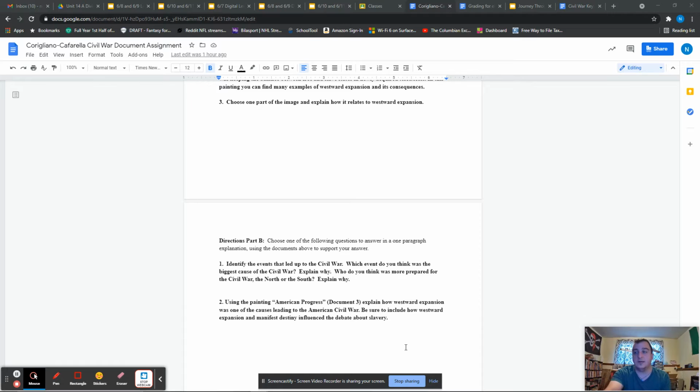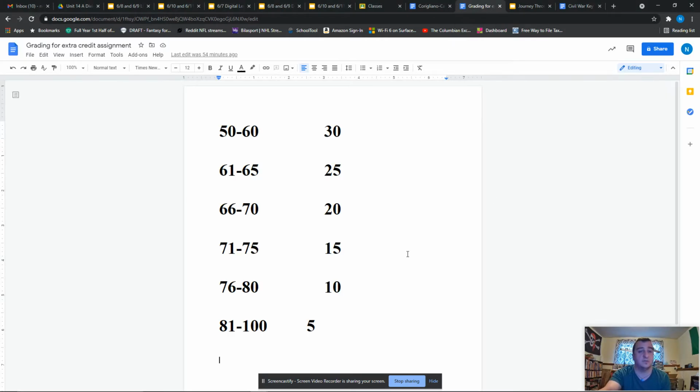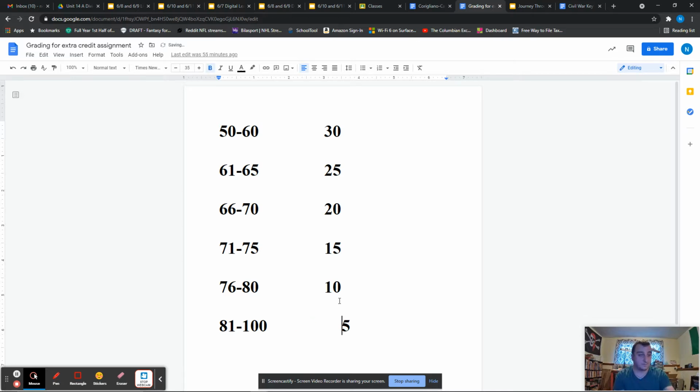You are not required to do this. You can if you want to raise your grade. So the next step I want to take a look at is how this is going to raise your grade. So if we go over to the grading for extra credit assignment, this is how the grades are going to break down, just so you know.